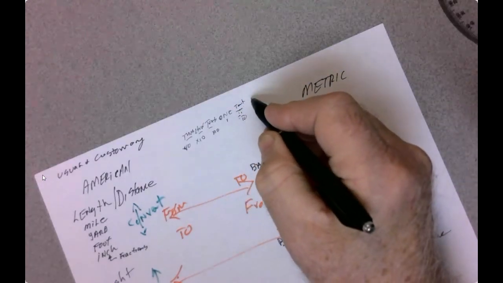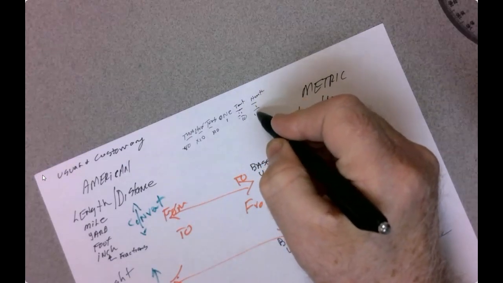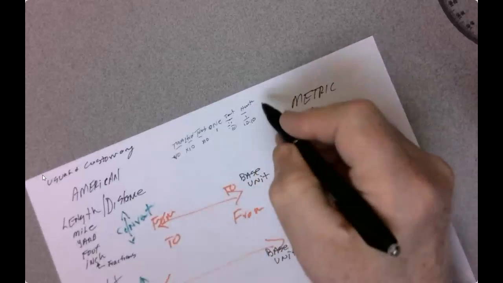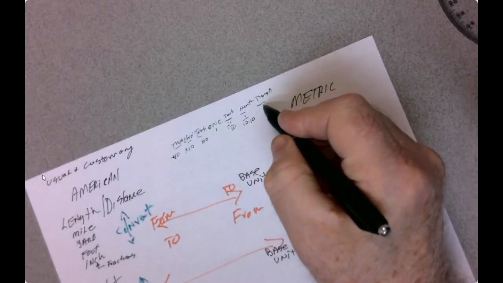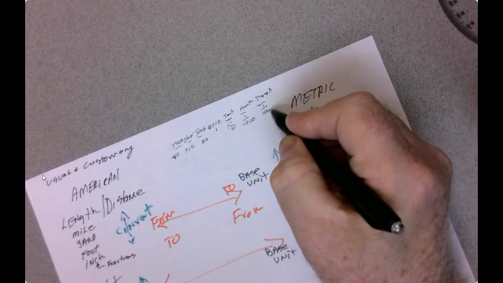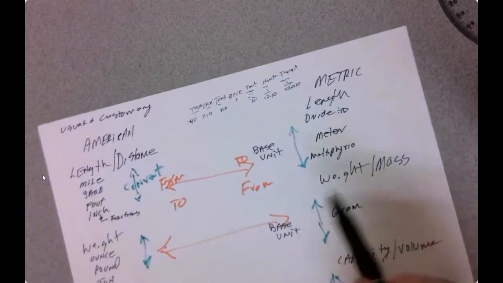Dividing by 10, tenth; dividing by 1 over 100, hundredth; and thousandth, we're dividing by 1 over 10 times 10 times 10, or 1,000. And the metric system follows the same pattern.